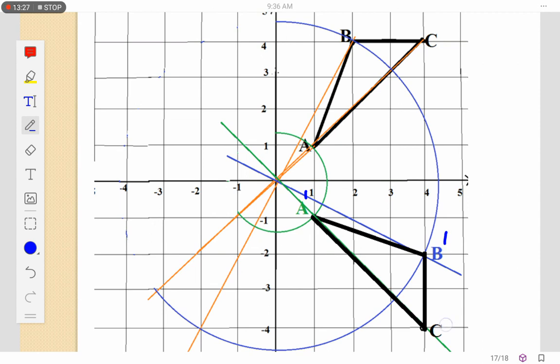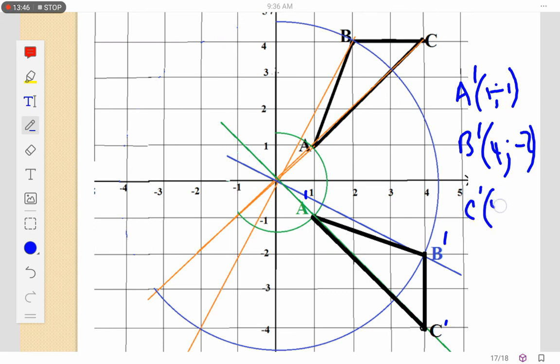From now, we can then write our A image coordinates as (1, -1). Our B image coordinates are (4, -2), and our C image coordinates are (4, -4). So that's how you do the graphical method.